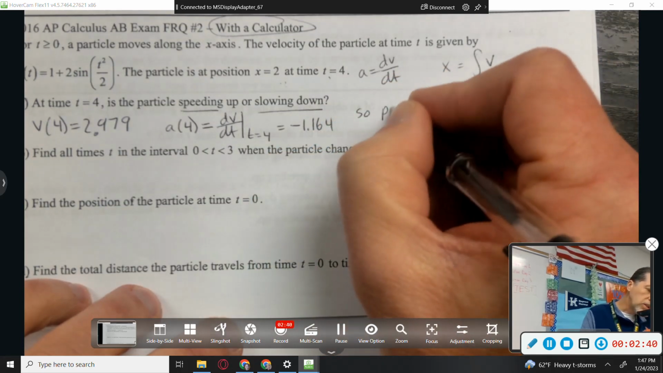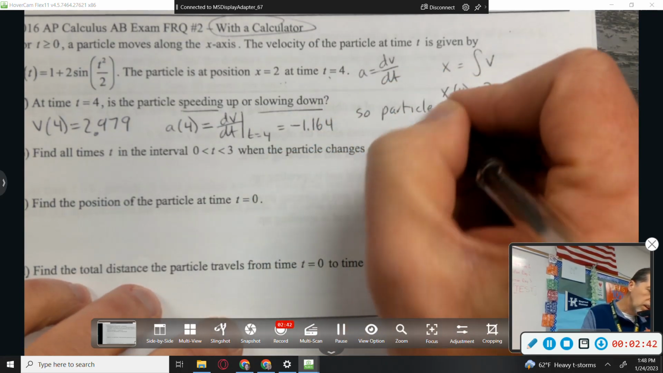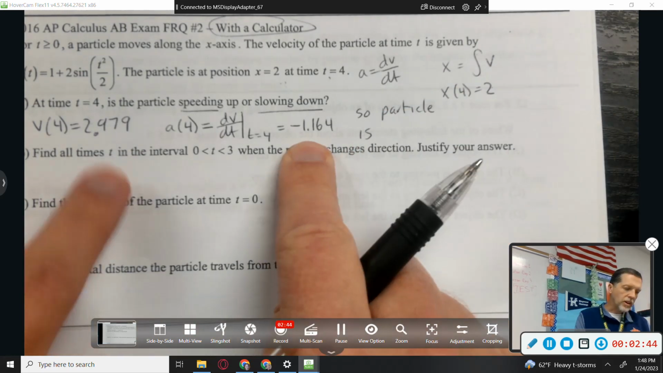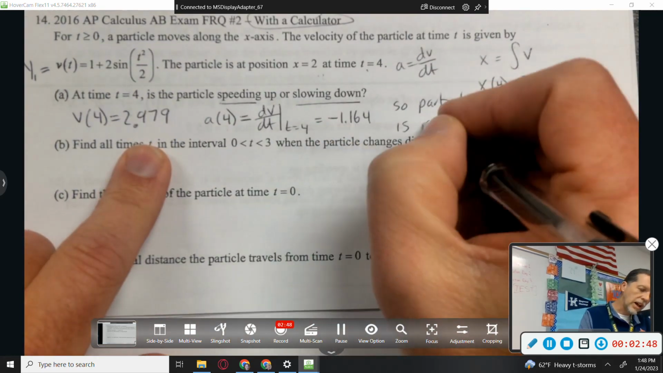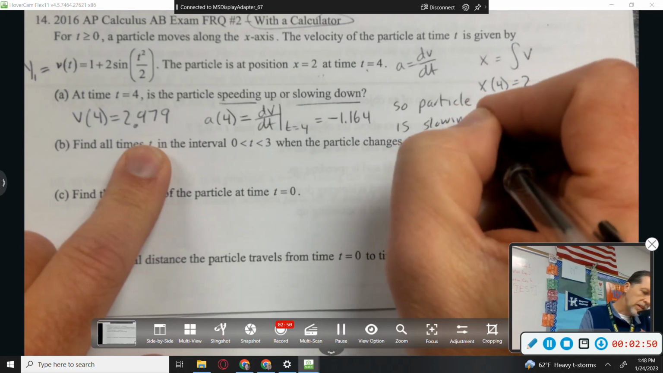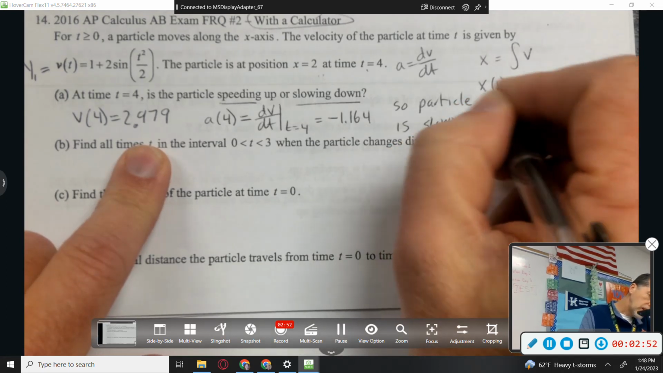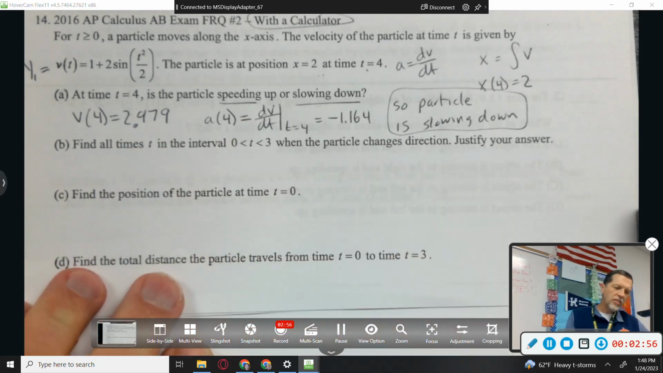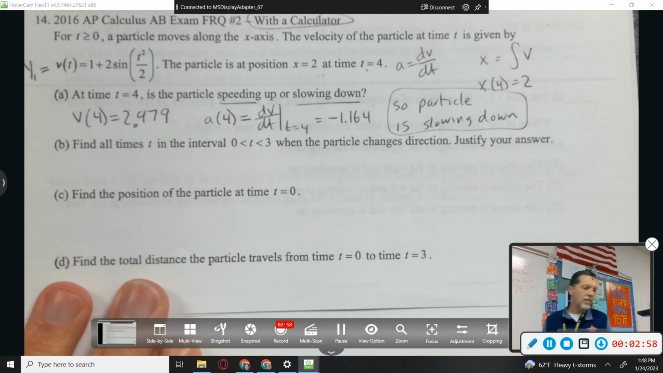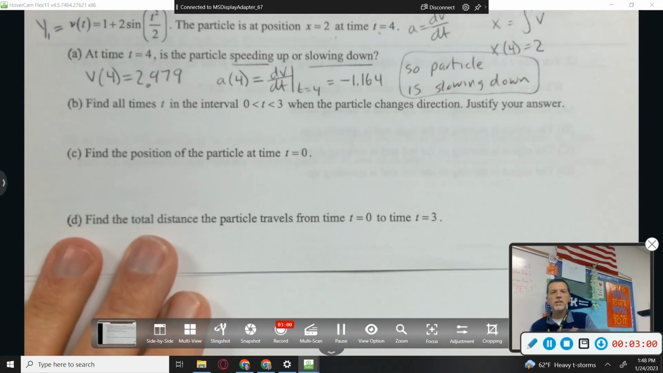So the particle is, what's my answer here? Slowing down. At least this is in V sub, it's not particle Q. It didn't even ask me to justify, so I guess I don't have to say that A and V have different signs. Don't do more than you're asked for.